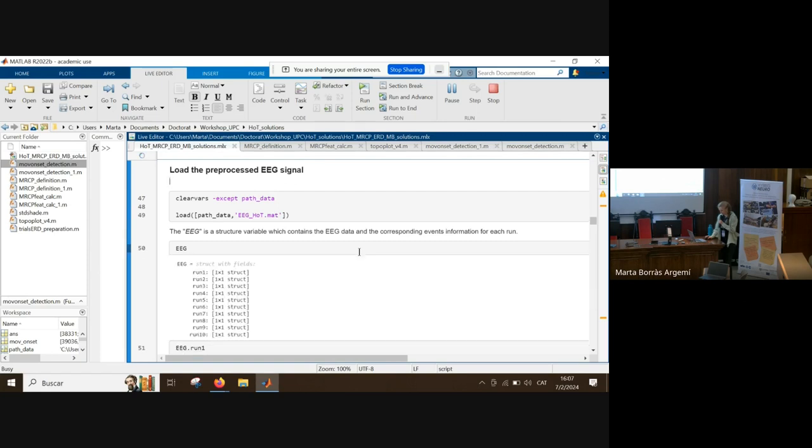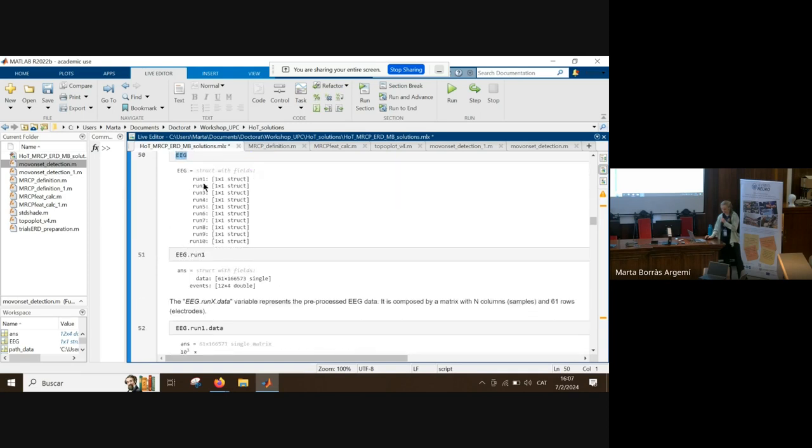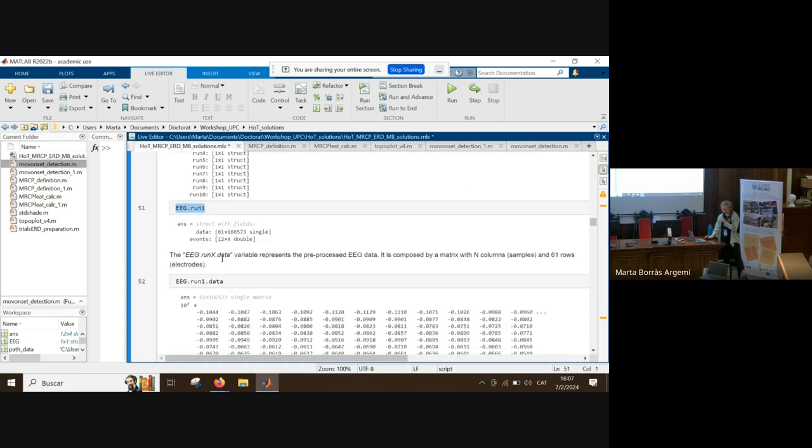Okay, still running. First of all, I want you to look at the EEG signal itself. That's the signal that we obtain after recording these 10 runs. Here we can see that the signal is called EEG. Inside the signal, we have the information of the 10 runs. In the first run, for example, we can see the EEG data, which is 61 channels, and the number of samples that we have. If you remember, we have 12 trials inside, because in each run we had 12 trials, okay?